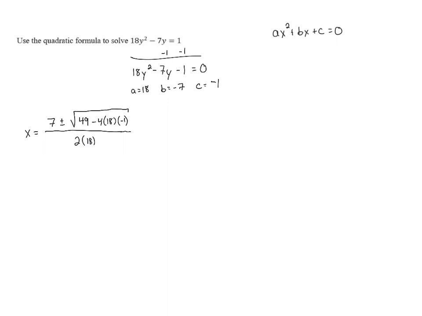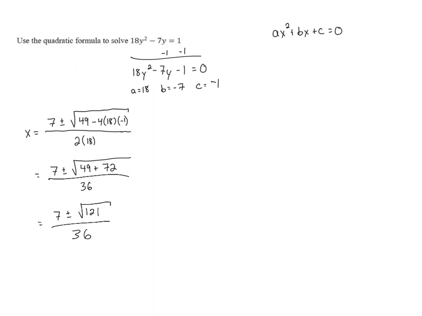Now let's look underneath that radical. We've got 7 plus or minus the square root of 49. And this is going to become a plus. These two negatives will cancel each other out. 4 times 18 is 72, and times 1 is still 72. So we've got 49 plus 72 under the radical. And in the denominator, 2 times 18 is 36. Now, underneath that radical, 49 plus 72 is 121.